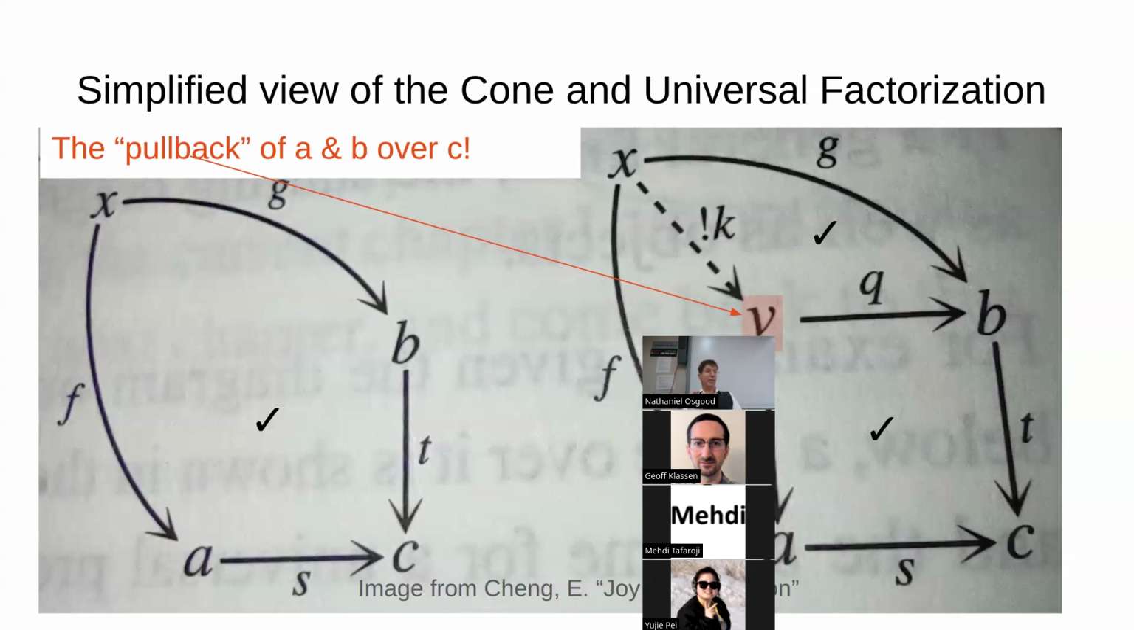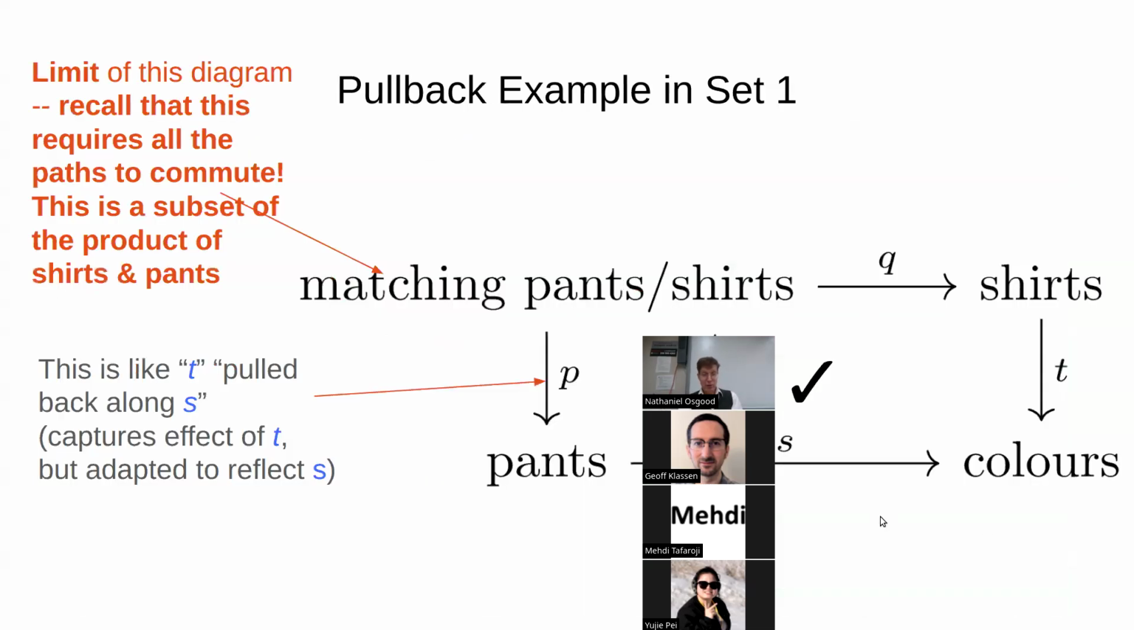What does the pullback give? It gives a subset of those pairs, the ones that are of the same color. So it's restricting down the set of possibilities to those where this commutes, where these maps match. And that's exactly how you get matching pants and shirts. It requires all these paths to commute. It requires these to map down to the same value.